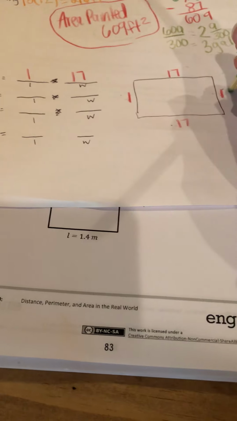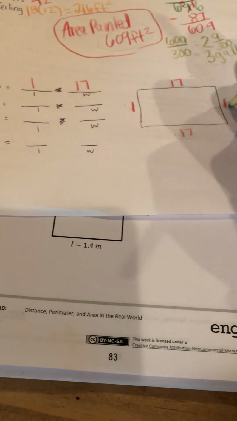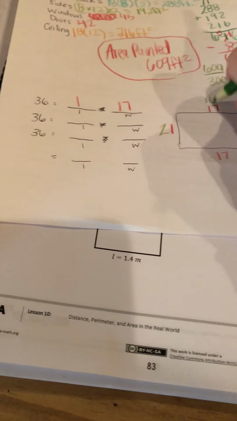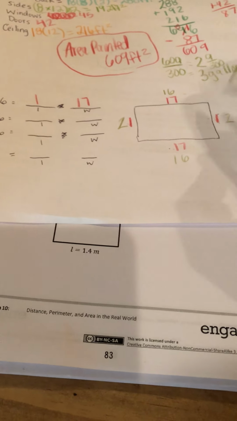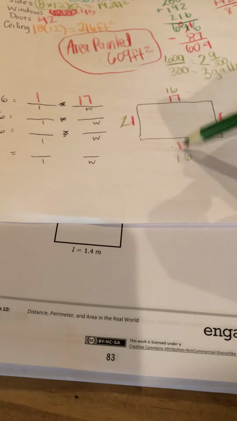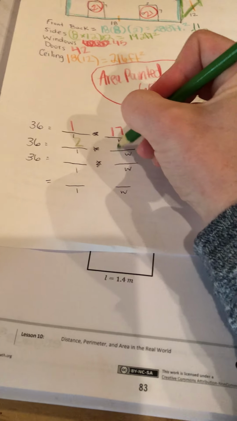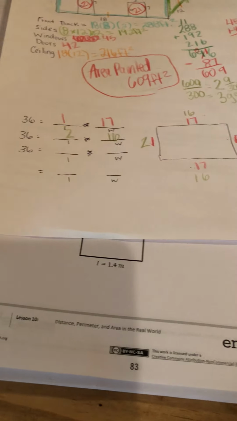I could do, and I'm going to write them on the outside, this is another option. A 2 and a 2 and a 16 and a 16. 2 plus 2 is 4, and plus 16 will give me that 36. So a 2 by 16.